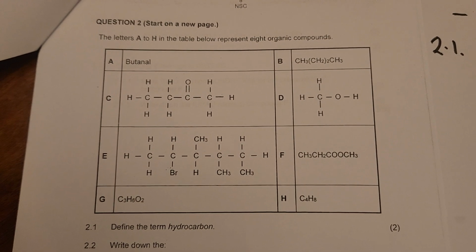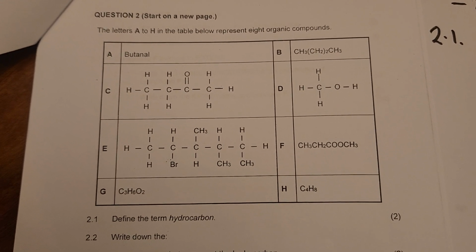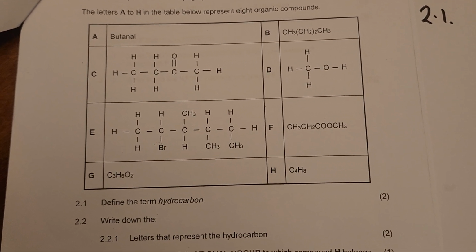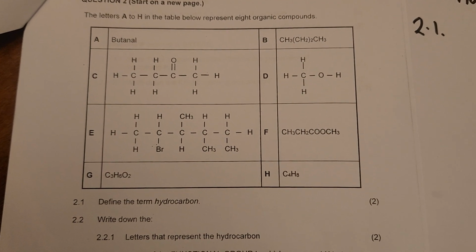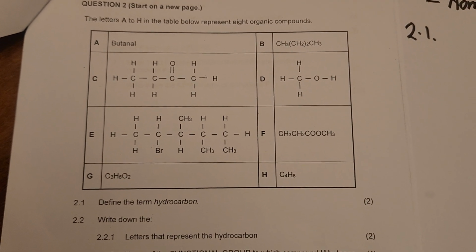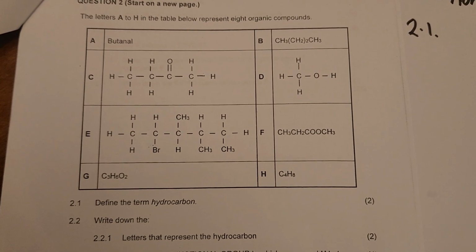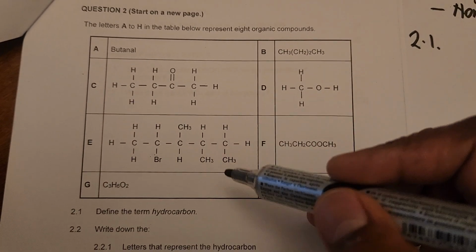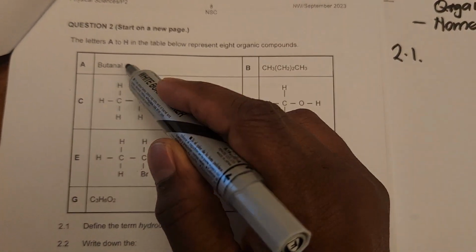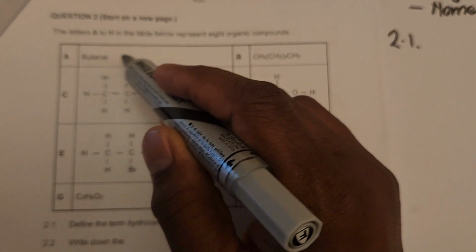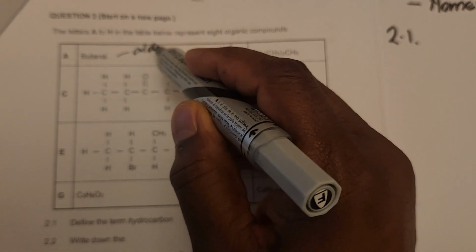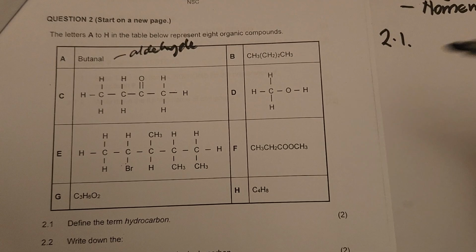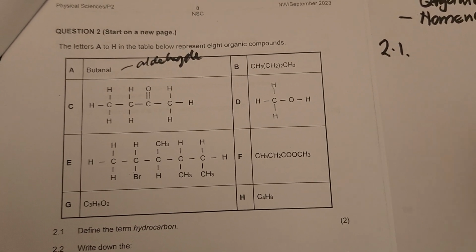In the question paper they are saying the letters A to H in the table represent 8 organic compounds. Now we can analyze the organic compounds together, so that we can see the easiest way of dealing with the table. We go for functional groups. First, in homologous series, butanal is an aldehyde. Therefore, it's a functional isomer of ketones.